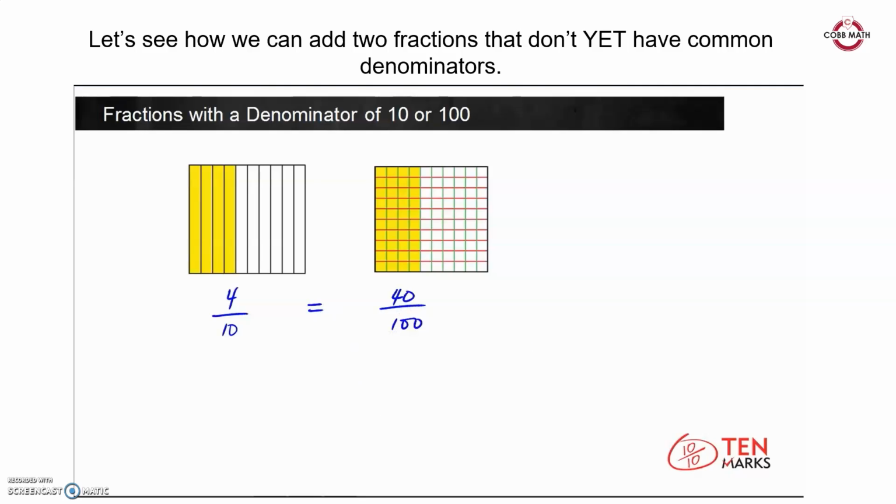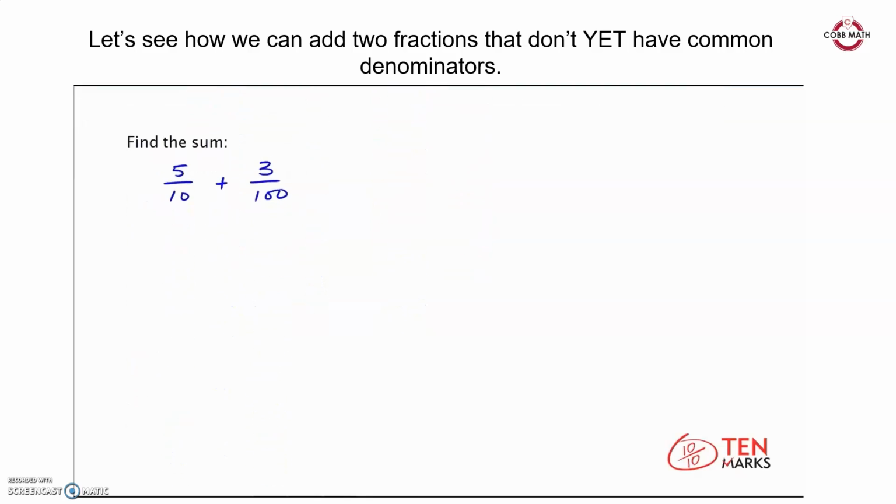Now let's solve an addition problem with these types of fractions. So I've got a new problem written below, and we want to find the sum. 5 tenths plus 3 hundredths. To do this, we need to write 5 tenths as an equivalent fraction with a denominator of 100. And as you saw in the first problem, what we need to do is first visualize 5 tenths in a tenths grid, and then take a look at what 5 tenths looks like when represented in a hundredths grid.